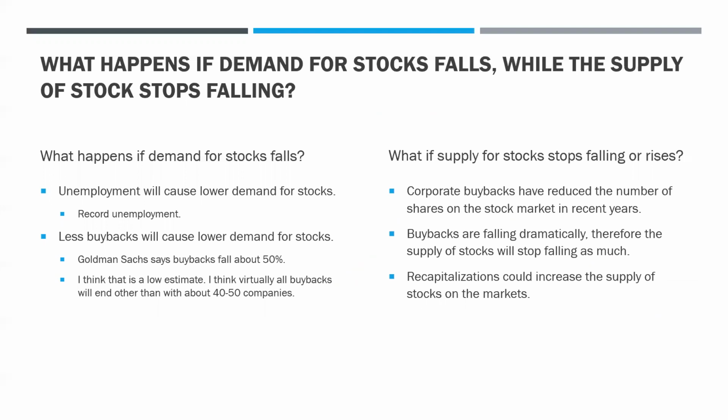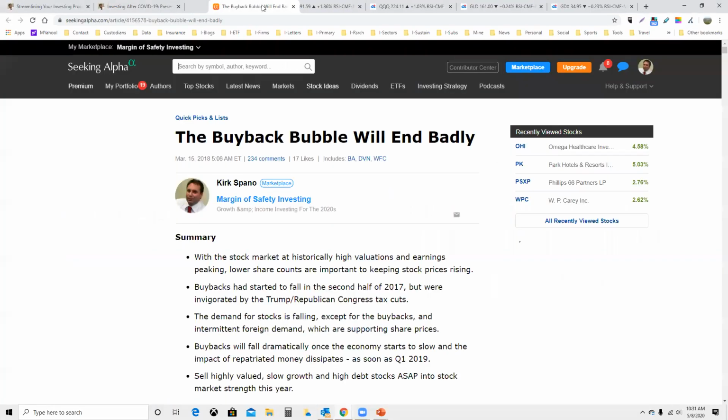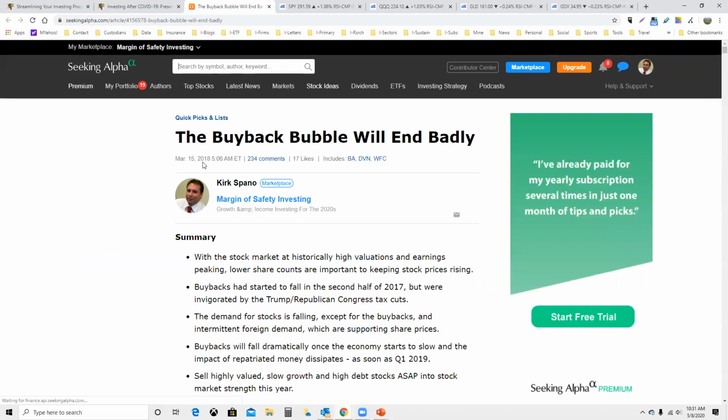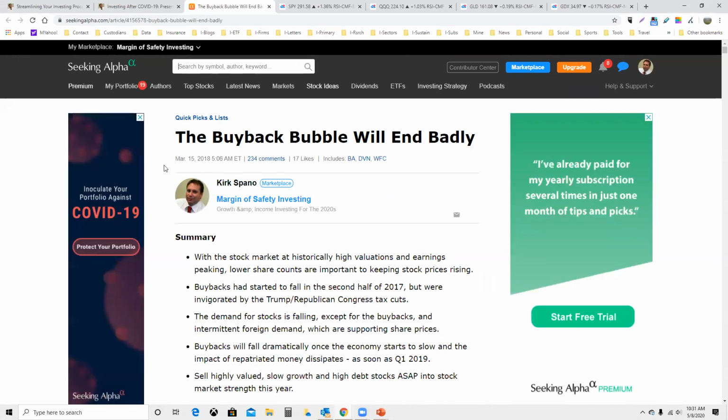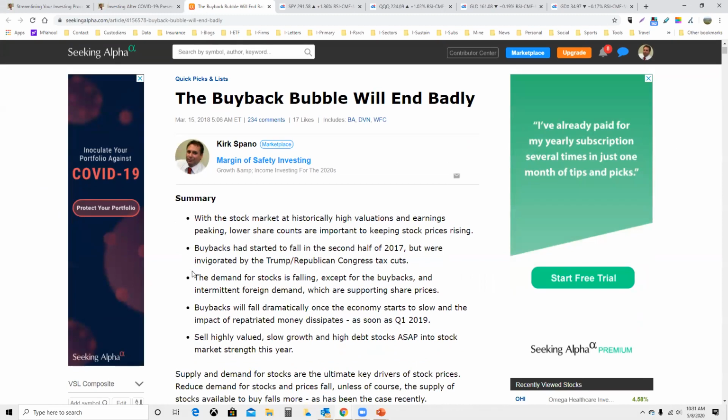And I talked about that in an article 2 years ago. I said the buyback bubble will end badly. And right now, we are on the cusp of the buyback bubble ending badly. If you haven't read that article, I would suggest that you read it. It's about 2 years ago on the site. And I go through the abnormality of buybacks at the levels that they've been and what that's going to eventually mean.